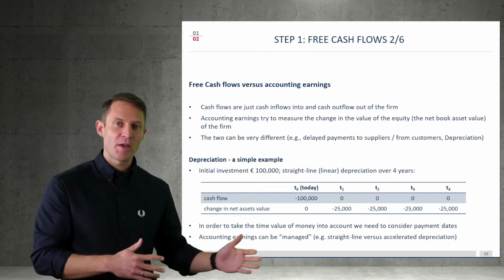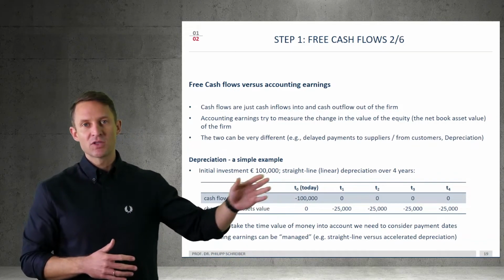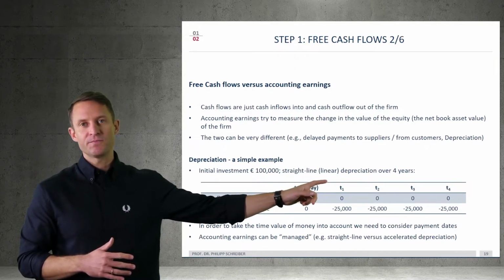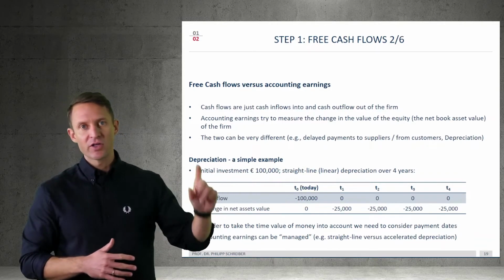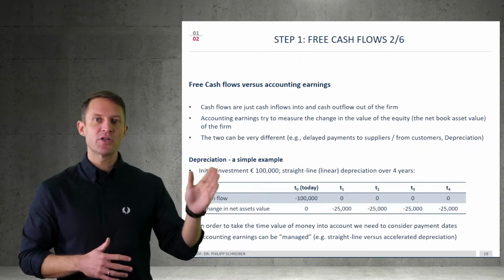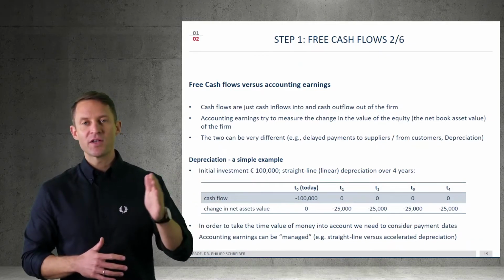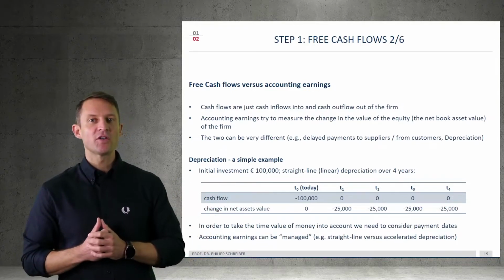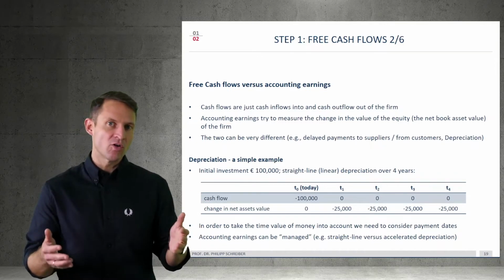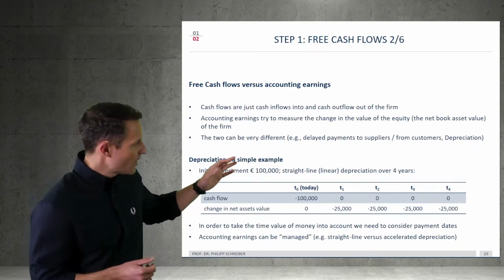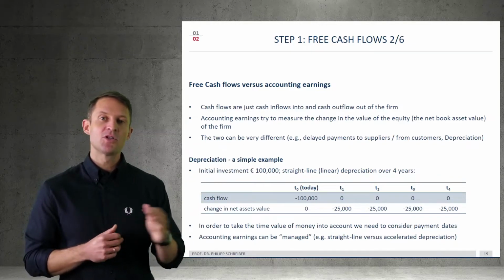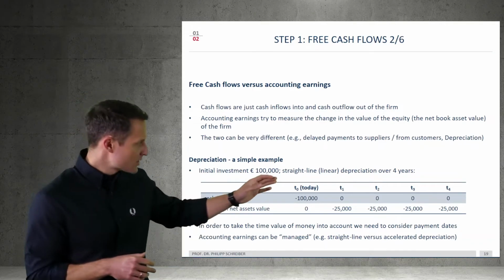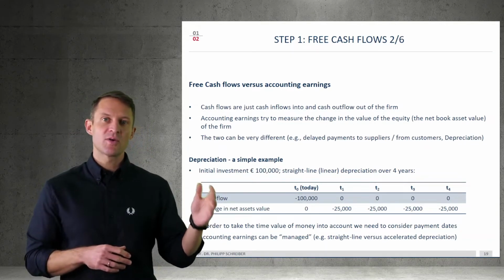You're buying it and you're paying your supplier. So 100,000 flows from your bank account to the supplier's bank account. However, in your accounting numbers, what you would do is depreciate the value of this asset over the lifetime of the asset. Let's say you can use it for 4 years and at the end it would have a value of 0. Then you would say, okay, every year I'm depreciating it by 25,000. And you could see, every year depreciation 25,000.